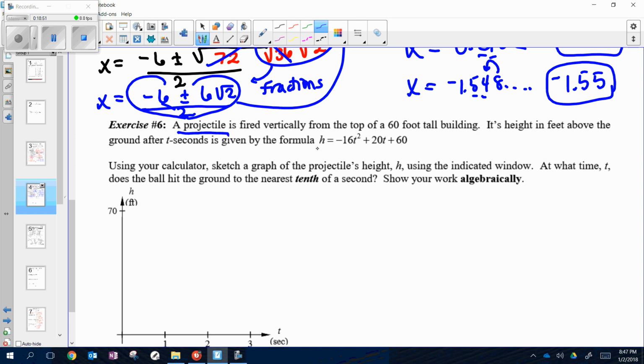All right, exercise 16, if you're going to stick with me and listen to this one, this is a projectile's formula. This is its height, depending on its time. So, using your calculator, you're going to sketch a graph. I'm going to take a break and do that and come right back.